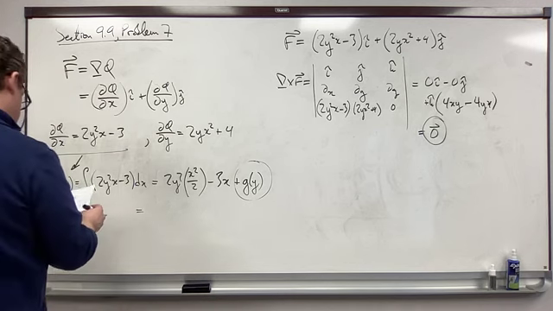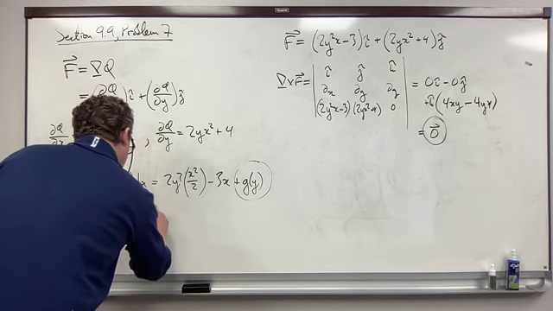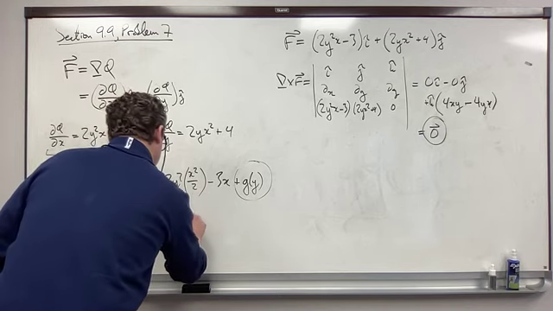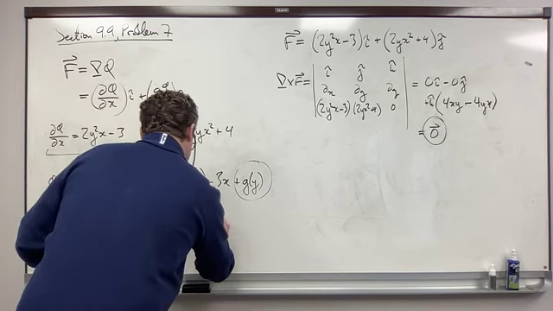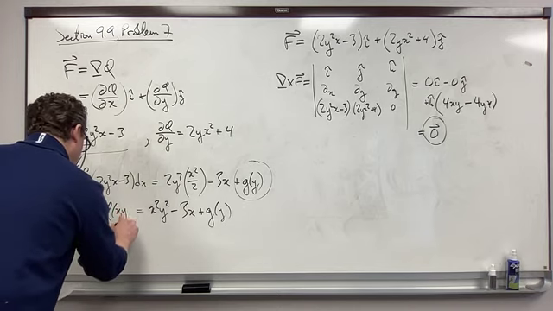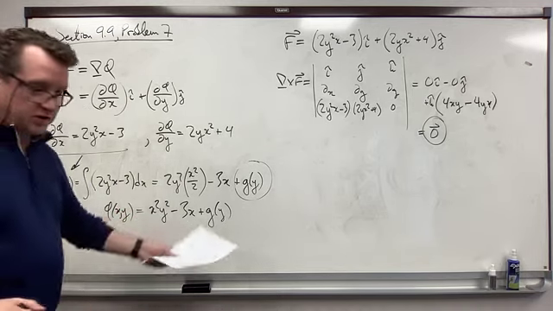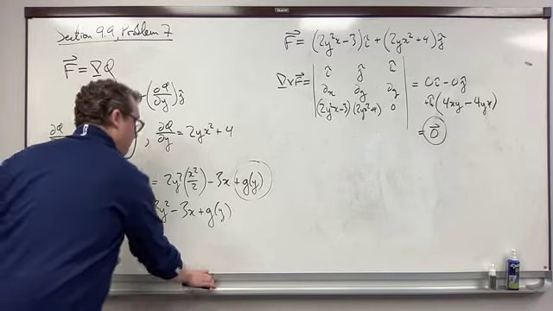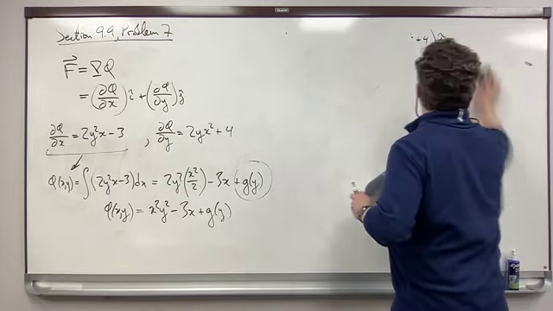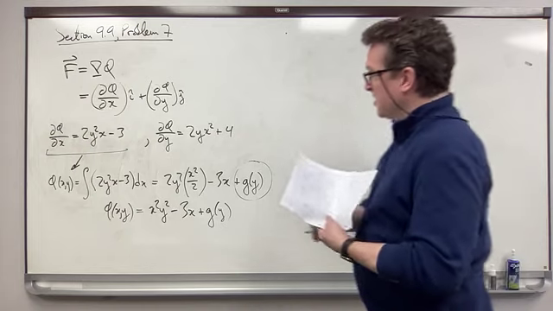Okay, let's just simplify this for a second. So this is x squared y squared, minus 3x plus g(y). We know that phi of x and y equals this. We just don't know what g of y is yet. That's where the second differential equation comes in. Okay, so I know this.